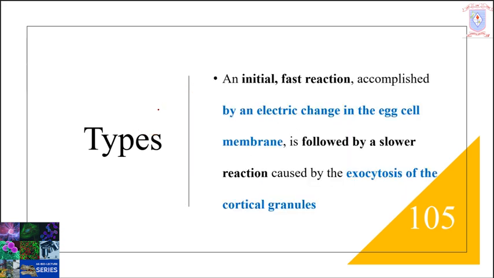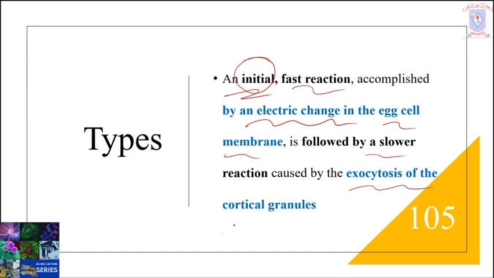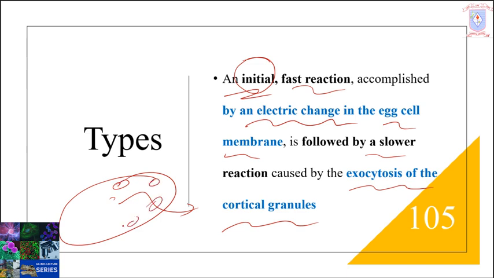So the first reaction is the fast reaction. This is the initial reaction accomplished by the electrical change in the egg cell membrane, and the slower reaction is caused by the exocytosis of cortical granules. I already mentioned that some chemicals are released from the egg cell, that is, from the cortical granules. We already discussed the cortical granules, which are present in the cortex region of the egg cytoplasm.